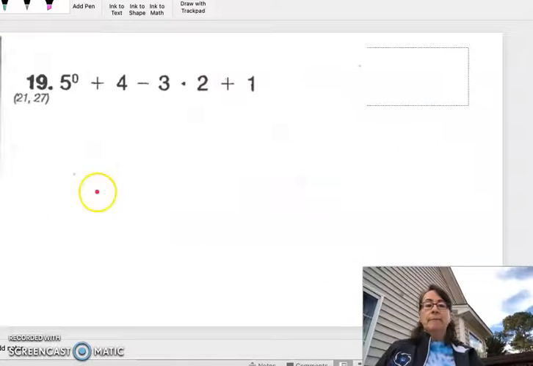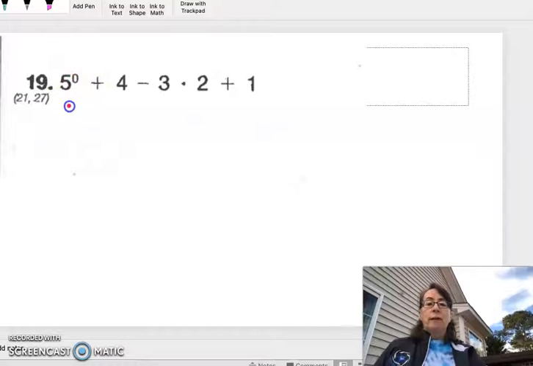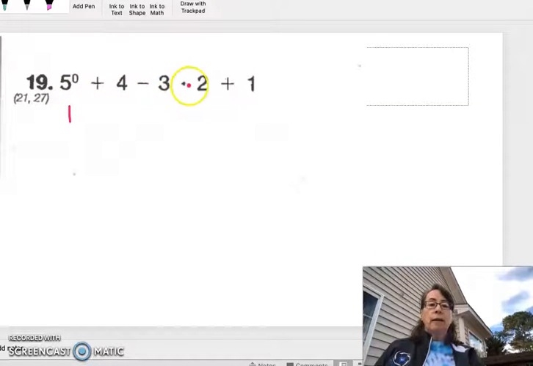Number 19, excuse me. We have 5 to the 0 is 1 plus 4 minus 3. So we're just going to put a 1 above there so we don't have to copy this again. Copying is pretty tedious with this. So now I have to look and say, okay, what has to happen first? This multiplication is the highest priority, isn't it?